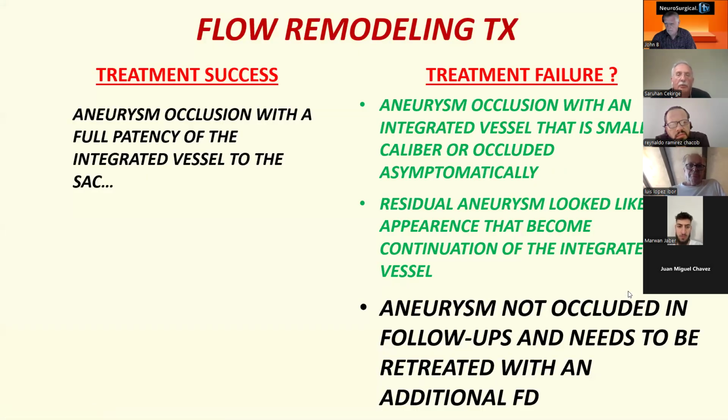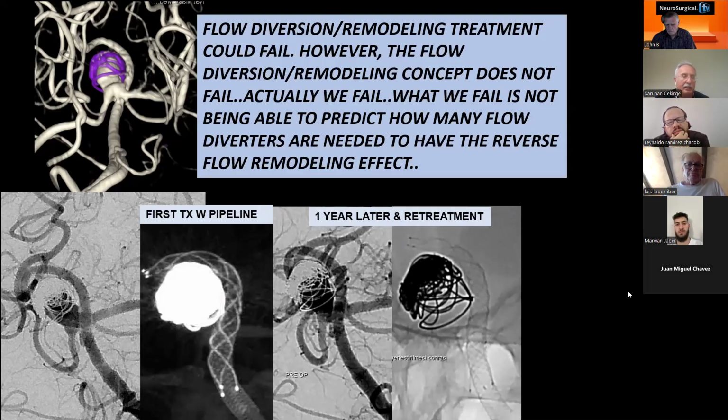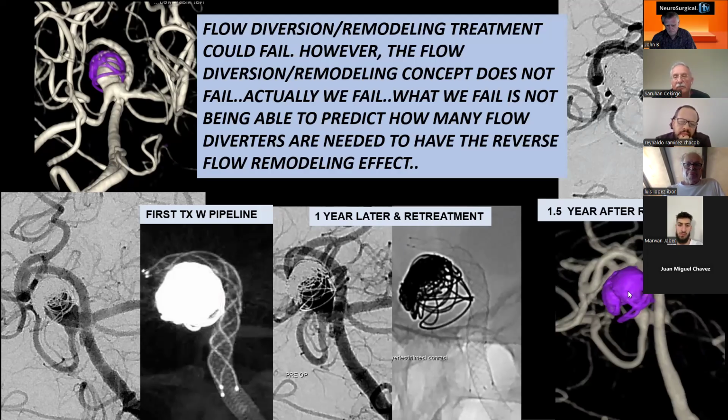So, of course, as with every treatment, there are failures, real failures. For example, this is not an MCA bifurcation, but this is an SCA aneurysm treated with stent-assisted coiling, and then it just didn't close, and we put a pipeline. 1 year later, again, it didn't close, and we put the second one. Okay? Basically, the concept of flow diversion never fails. The problem is we fail because we do not know how to predict how many flow diverters are needed to start this reverse flow remodeling effect.